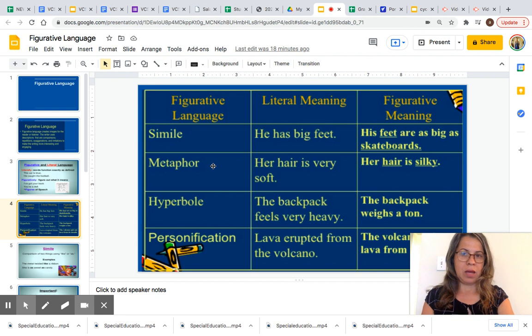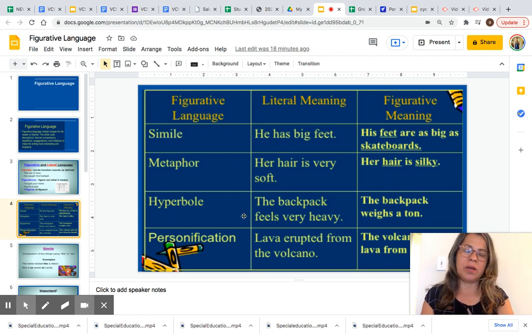Let's look at an example of metaphor. And we are going to look at a literal meaning and a figurative meaning. Her hair is very soft. This is the literal meaning. Now let's look at a metaphor. Her hair is silky. This is a metaphor, and is the figurative meaning. It's just saying that her hair is very soft.